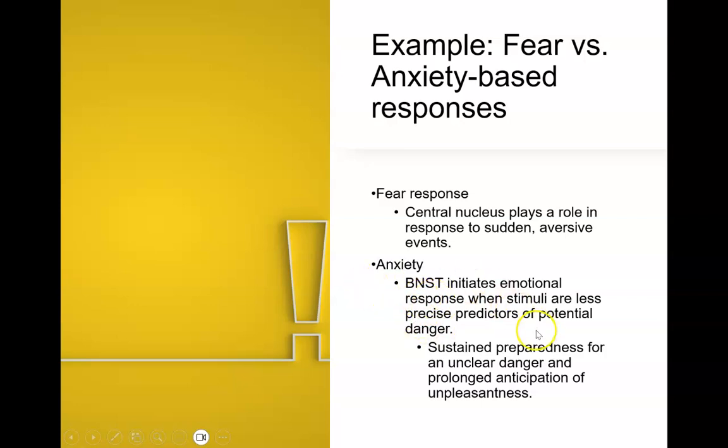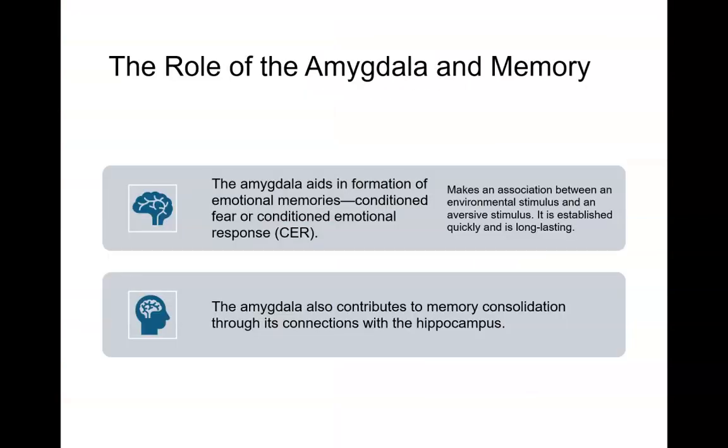The BNST is going to initiate an emotional response when stimuli aren't good predictors of potential danger. Danger might be there, but it might not. I protect Riley from the things she can't see. So this creates a sense of sustained preparedness for an unclear future danger and potentially a prolonged anticipation of unpleasantness. So you can kind of see the difference between fear and anxiety and how different parts of the brain play a role in those responses.